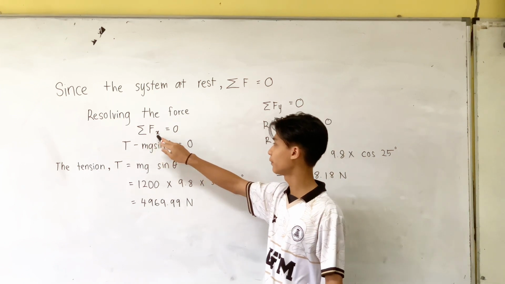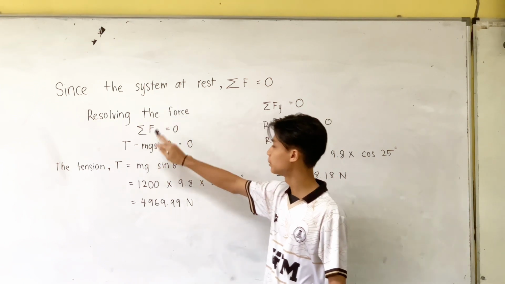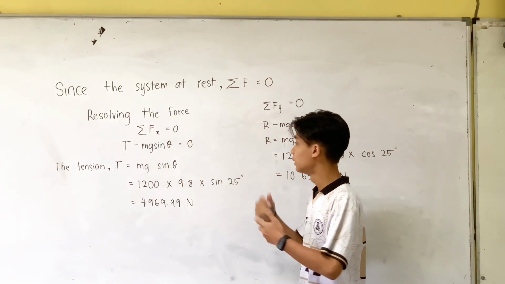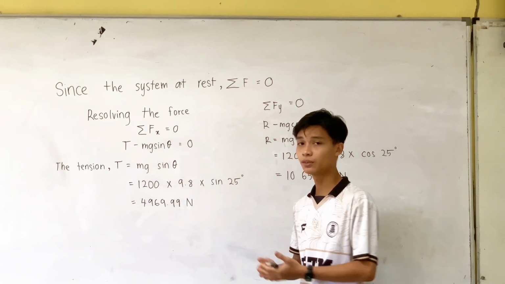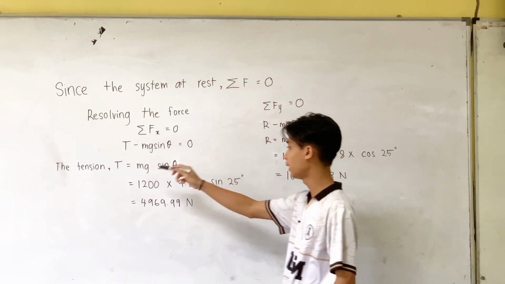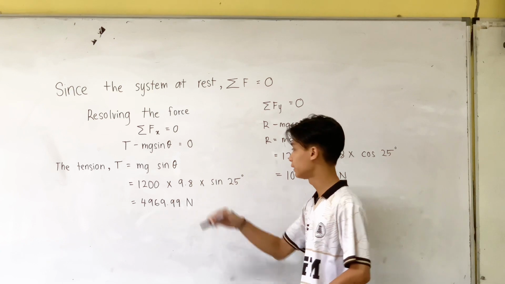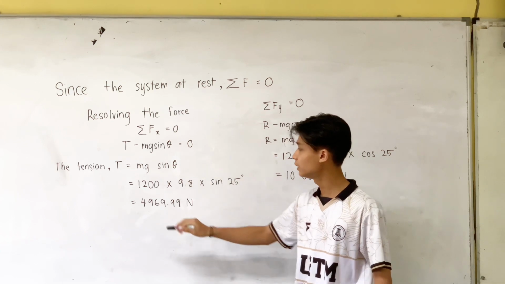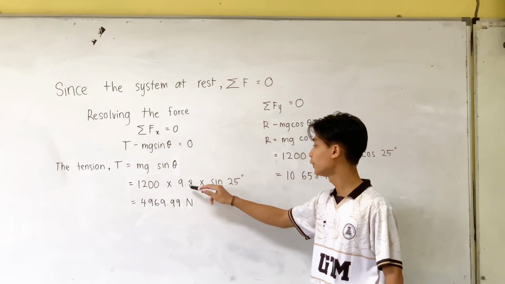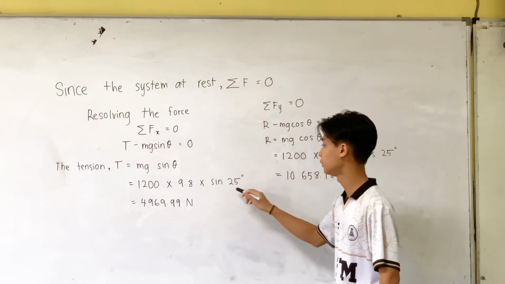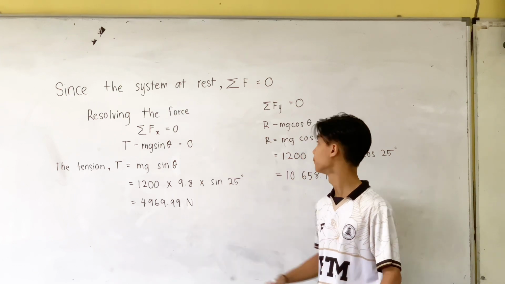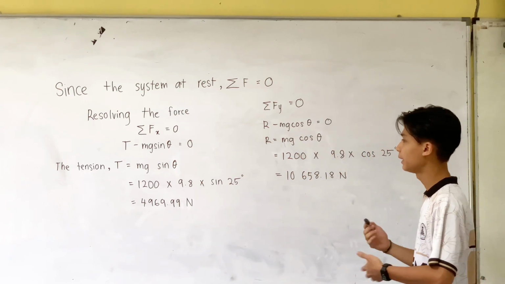First, since the system is at rest, the summation of F equals 0, we need to resolve the forces, where the summation of Fx equals 0. We know the formula: the summation of Fx equals T minus mg sin theta equals 0. From this equation, we get a new equation for tension, which is T equals mg sin theta. We substitute the value of m, the mass, g, the gravity, and theta. So we use 1200 kilograms, the mass of the car, 9.8, the value of gravity, and sin 25. We got the answer, which is 4969.99 Newtons.